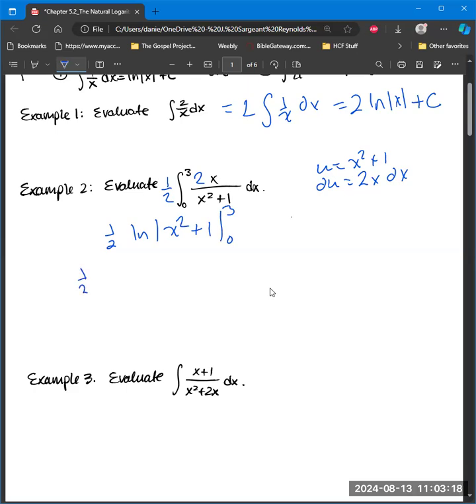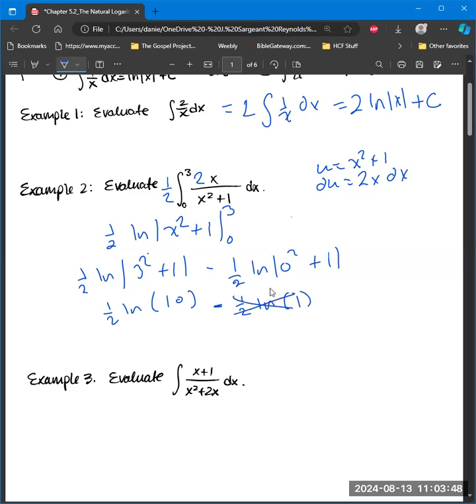That tells me this is 1/2 ln of the absolute value of 3 squared plus 1 minus 1/2 ln of the absolute value of 0 squared plus 1. That's 1/2 ln of, don't need the absolute value bars here because this is going to be positive, 9 plus 1 is 10, minus 1/2 ln of, again, this is going to be positive, 0 plus 1 is 1. ln of 1 is 0, so all that's a big fat 0. And we get 1/2 ln of 10 is the correct answer.